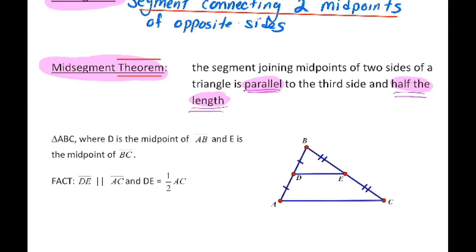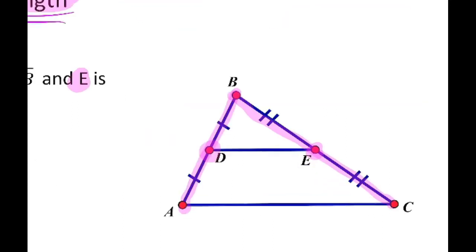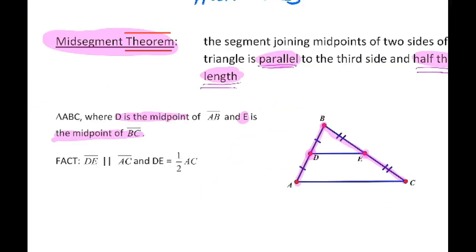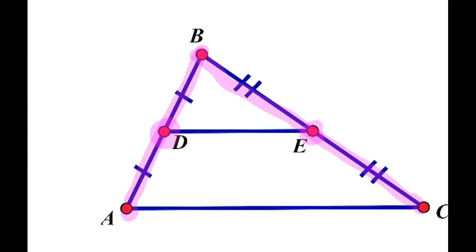Keep that in mind. On this particular picture, the wording tells us that D is the midpoint of AB, and that E is the midpoint of BC. It's also marked in the picture, because if you have these markings and they're equal, that means the point must be in the middle. So it's in words and in markings. D and E are definitely midpoints, and the segment DE that connects those midpoints is the midsegment.